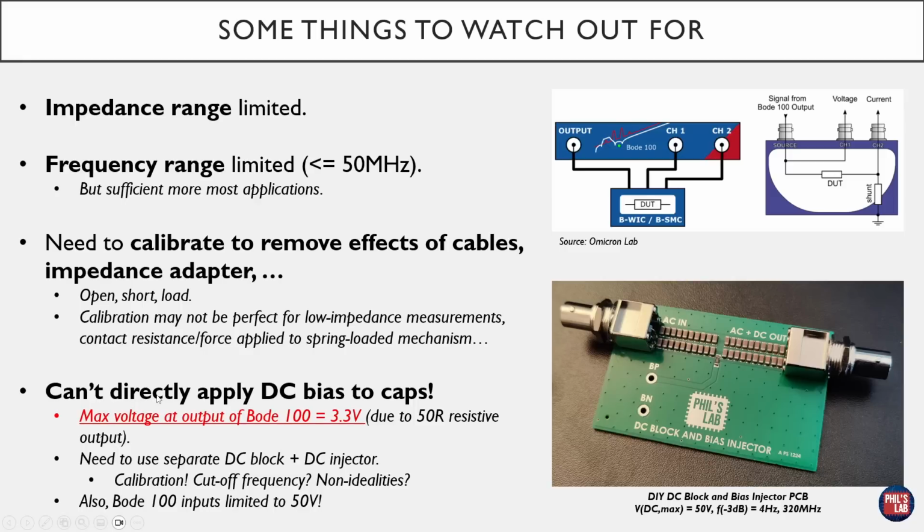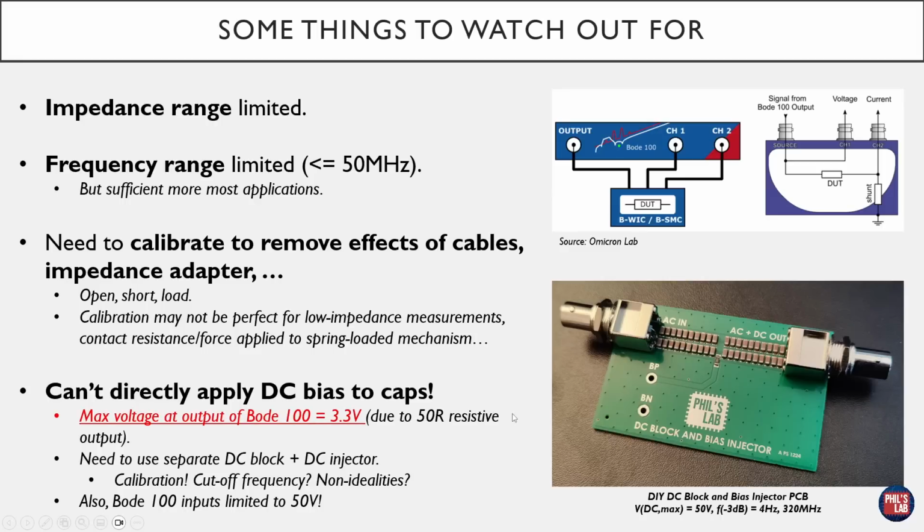We also can't directly apply DC bias to the caps, well, only within a certain margin. The max voltage at the output of the Bode 100 is limited to 3.3 volts because we have a 50 ohm output resistor at the output port, and overloading that with its power rating will damage the output. So when we're doing DC bias measurements, we need to use a separate DC block and a DC injector, which again needs to be calibrated for. We need to be aware of the cutoff frequencies and the non-idealities of the DC block. With DC blocks and DC bias injectors, you have to be careful when applying sudden pulses of DC bias, so when you're turning on your power supply, because that transient can pass through the capacitors and could damage whatever instrument you're connected to. So we will slowly ramp up the voltage of our DC bias.